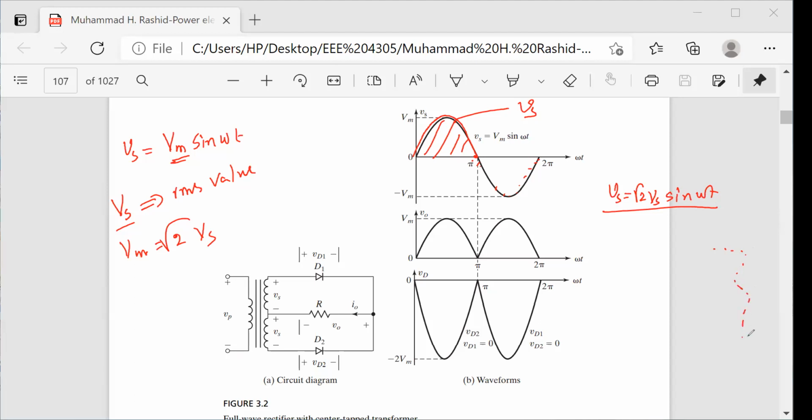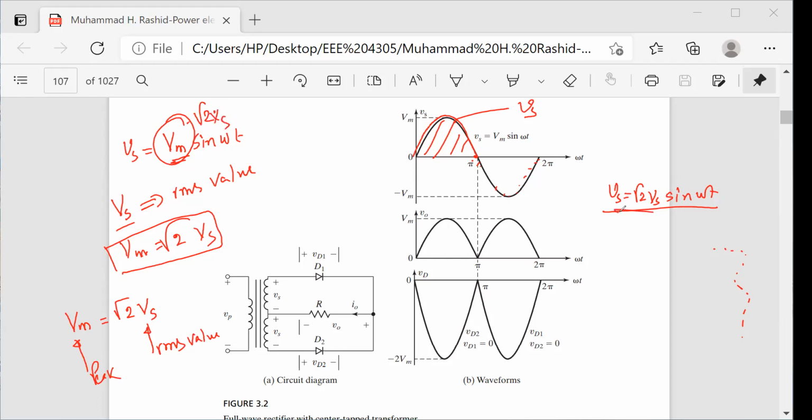Yes, sir. Okay. So now, sir, could you say once more that Vs is the RMS value? Do you know this relation? Yes, sir. Peak value is √2 multiplied by Vs, where Vs is the RMS value and Vm is the peak value or maximum value. So just I have inserted this one. Vm equals √2 Vs. That I have done. Okay.